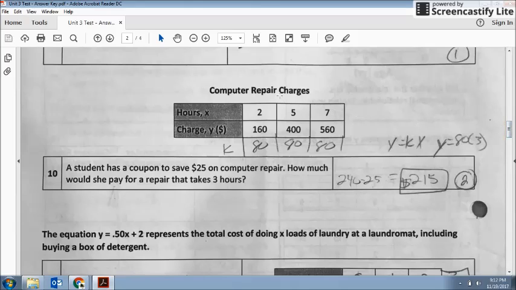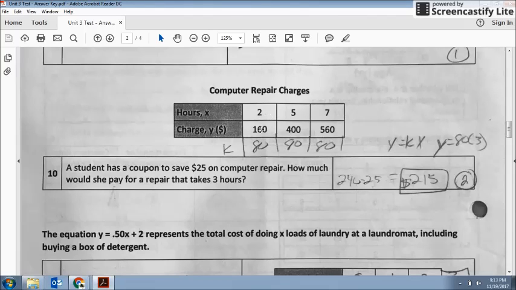Next up, we've got computer repair charges. So in 2 hours, the Best Buy, for example, the computer place is going to charge you $160, for 5 hours, $400, for 7 hours, they're going to charge you $560. So we try to find, once again, a k. First of all, the question says the student has a coupon to save $25 on computer repair. How much would she pay for a repair that takes 3 hours? So we need to find out how much it is per hour. In order to do that, we've got to find k.